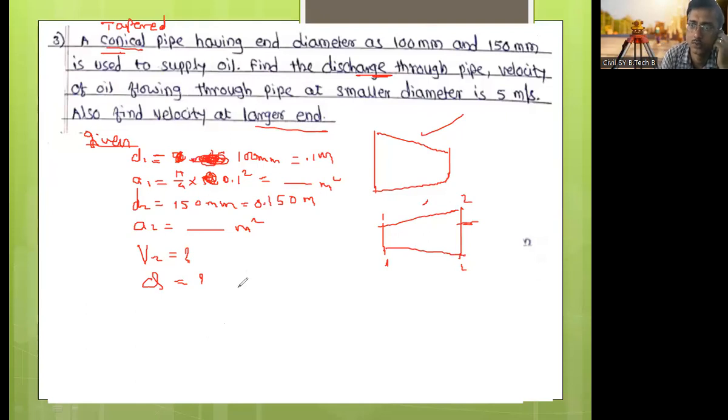Then here what we have to do? Use the continuity equation: A1 V1 is equal to A2 V2. We have to use this continuity equation. You will get V2 here, for the areas A1 and A2.